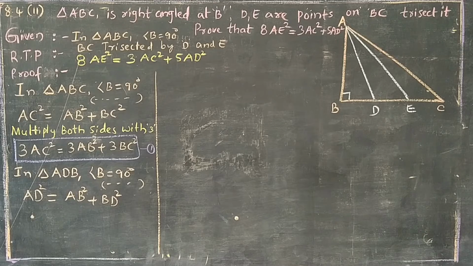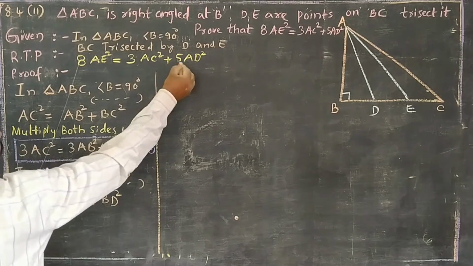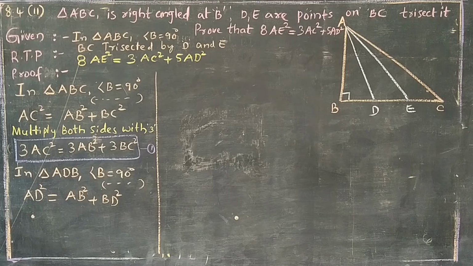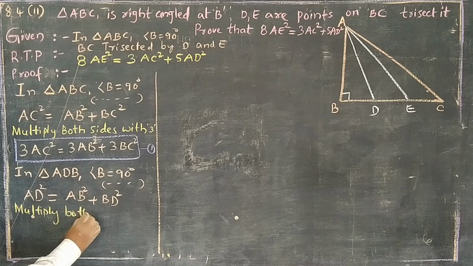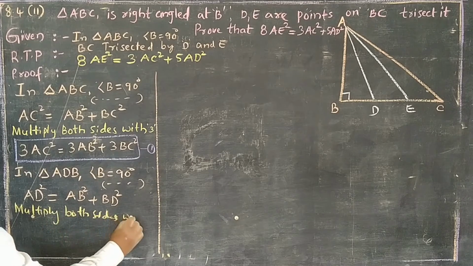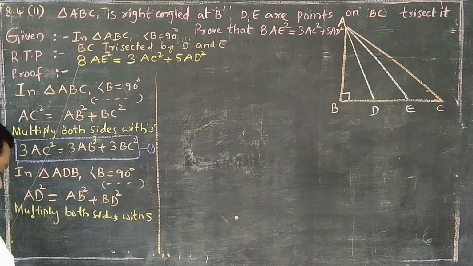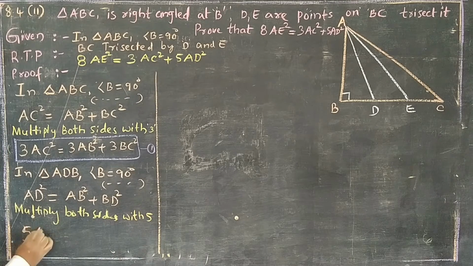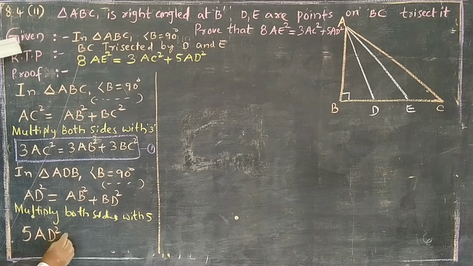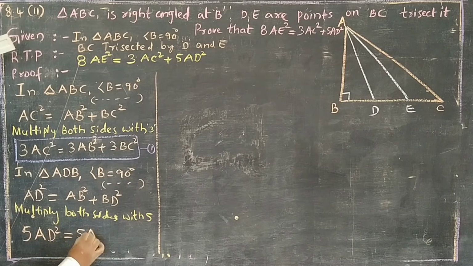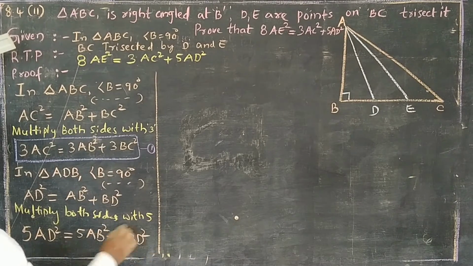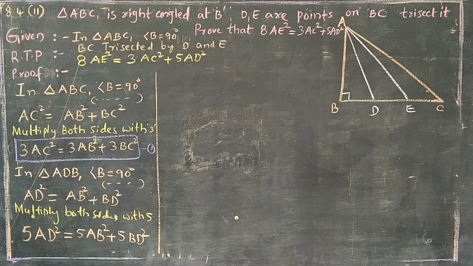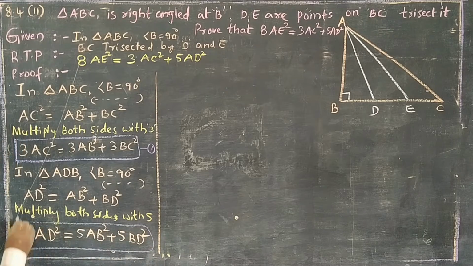Is it clear? Here before AD square, 5 is there. That's why multiply both sides with 5. So we get 5AD square is equal to 5AB square plus 5BD square. This is equation number 2.